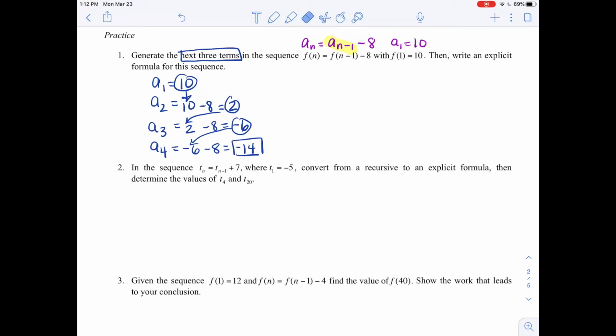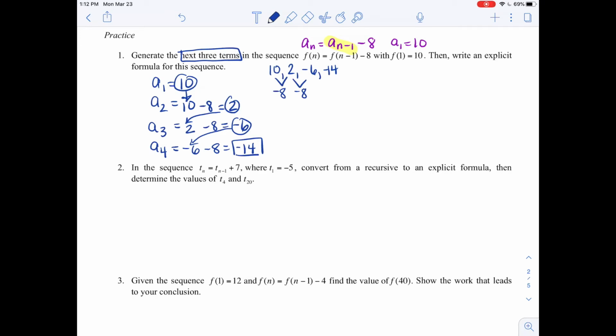Now, I like the second part of this, where it says, write an explicit formula for this situation. As I said before, if I now want to actually be able to use this recursive formula to find something else out, it helps me to have the explicit formula. So if you look at those numbers, I started with 10, then 2, then negative 6, then negative 14. What kind of a sequence is that? 10 to 2, you're minusing by 8. 2 to negative 6, you're minusing by 8.